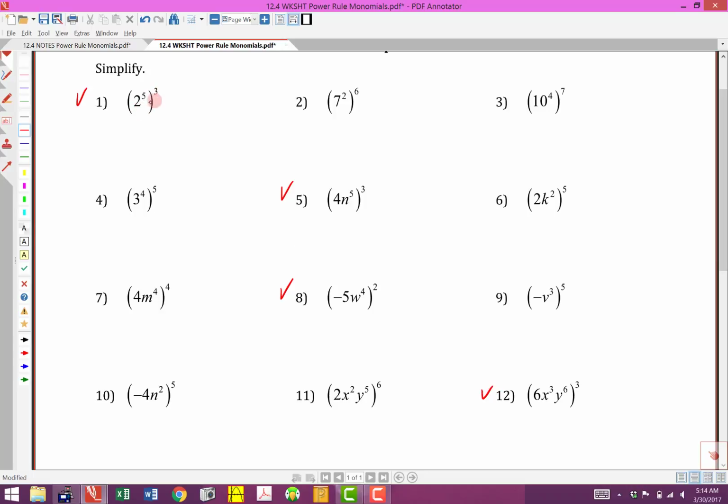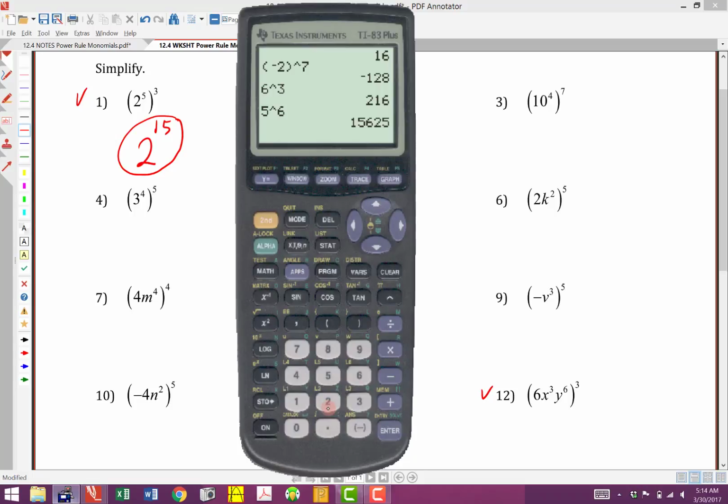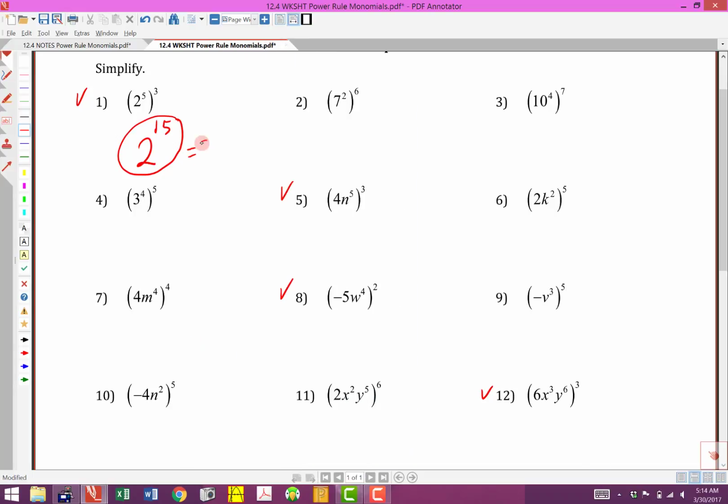Again, easy problem like this, single base raised to that power, and that whole thing's raised to another power, so the base stays the same. Multiply the exponents. 5 times 3 is 15. If you would like to check that on your calculator, let's just check and see if we should write that out as a number. So 2 to the 15th, 32,768. So we're just going to leave it in that exponential form right there, just 2 to the 15th.